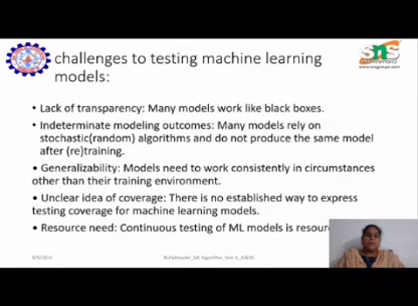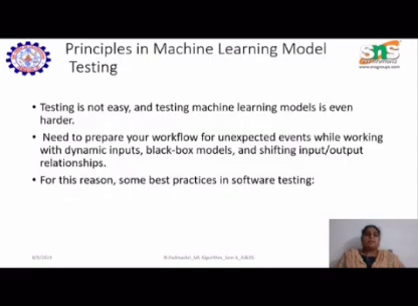Generalizability: the model needs to work consistently in circumstances other than the training environment. Unclear idea of coverage: there is no established way to express the testing methods for machine learning models. Resources: continuous testing of an ML model takes resources and time. It's not an easy task to test the entire ML model. You need to prepare your workflow for unexpected events as well, while working with dynamic inputs, and there may be fluctuations in the inputs, black box models, and shifting input-output relationships.